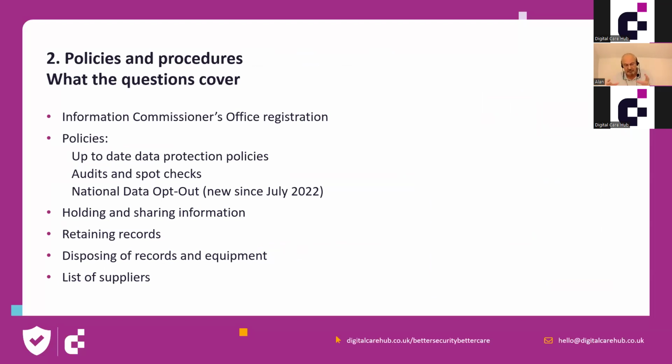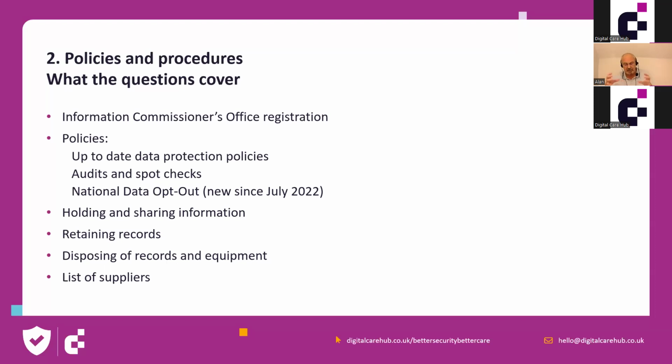And that's all about how you keep the data that you hold safe and secure, and how you check that people are compliant with the policies and procedures you've got by auditing or doing spot checks, etc. It asks about the national data opt-out. Now that's relatively new. It was introduced in July 22, so it is now a legal requirement for all health and social care registered organisations to be compliant with the national data opt-out.